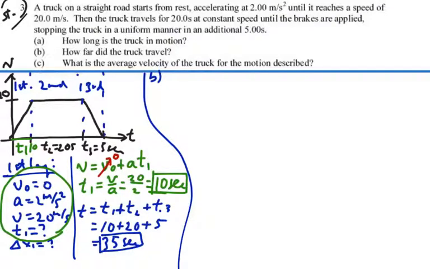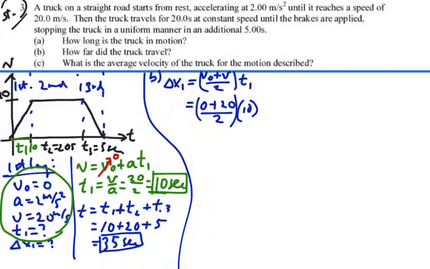How far did the truck travel? Well, if we look at that first leg, we would have that our displacement in the first leg is our initial velocity plus our final velocity divided by 2, average velocity, times our time in that first leg. That is going to be 0 plus 20 over 2 times 10 seconds. 10 times 10 is 100 meters.